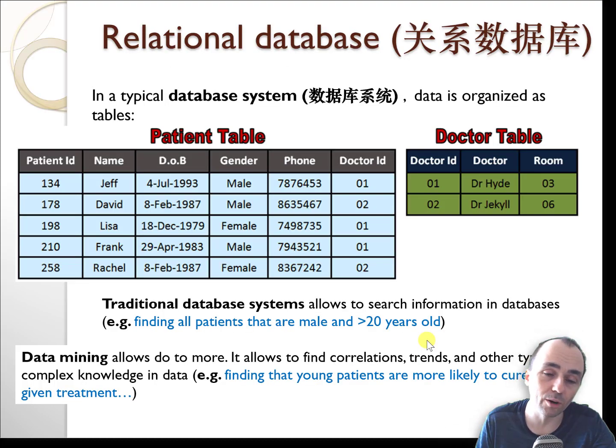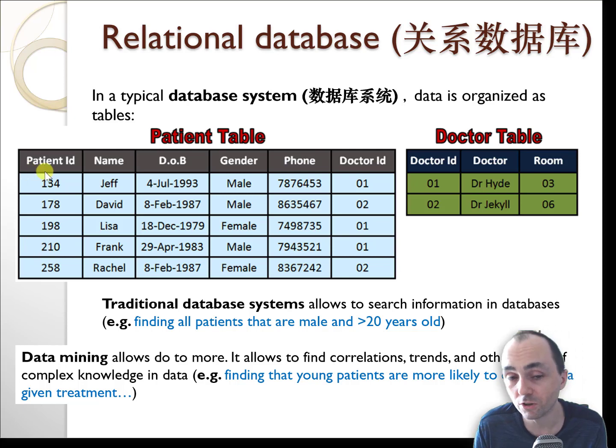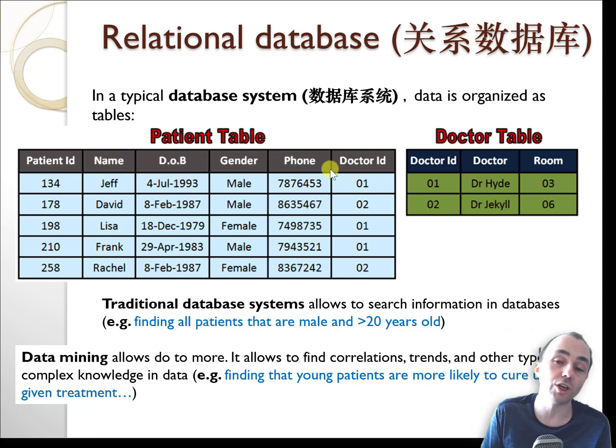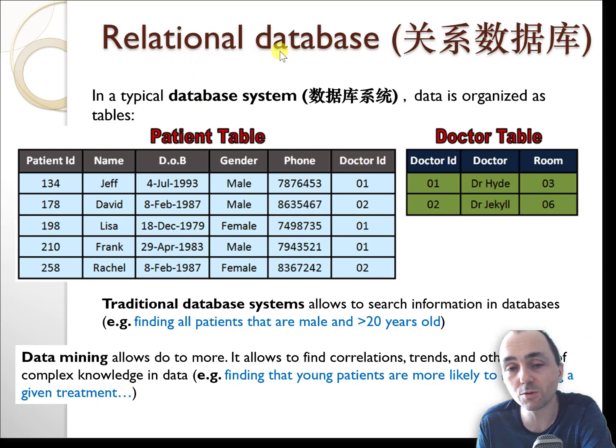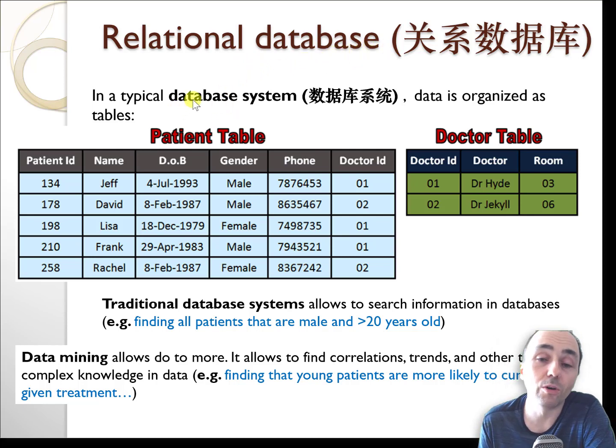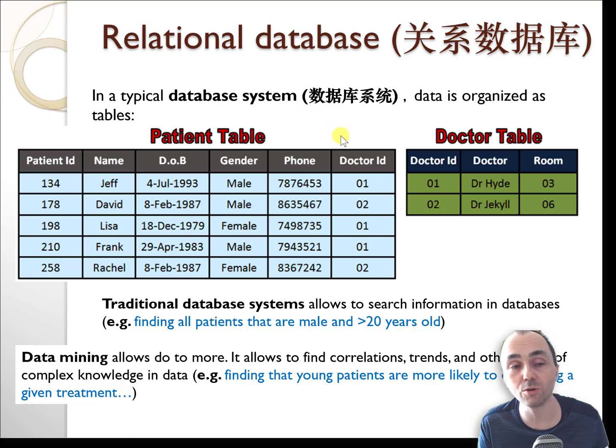One type of data we can analyze is the relational database. It is like some table, as you can see here. So here we have a table about people visiting some hospital. We have the patient ID, the name, date of birth, gender, phone, and so on. Okay, so this is what we call the relational database, or data from a database system, like with SQL and so on.